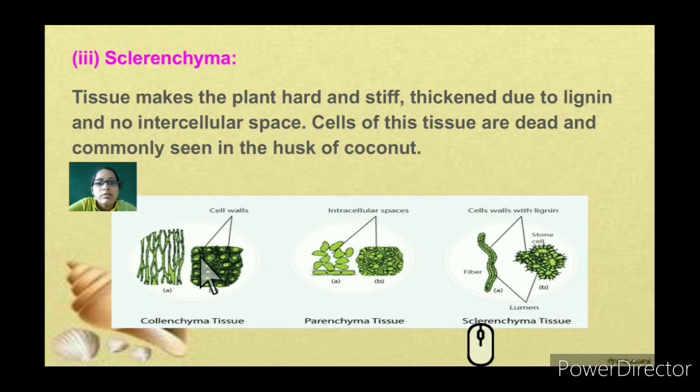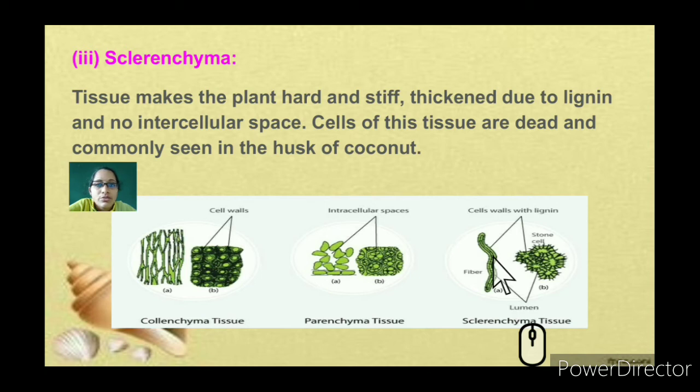So next simple permanent tissue is sclerenchyma. So what does this do? You can see here the parts of sclerenchyma, as it consists of lumen and cell walls with lignin. So this makes the plant hard and stiff, thickened due to lignin, and you can see that in certain plants, like gummy trees, intercellular spaces will be very less, and you can see hard bark outside.